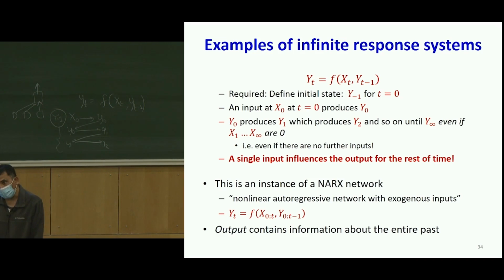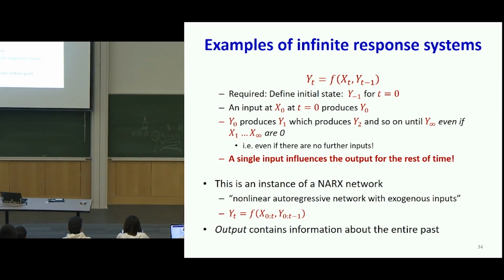But once we do so, so we have to define y. You know, it helps to look at the slide. So you have to define y of minus 1. But once you do so, something that happens at any time is going to influence the output forever. So this kind of network is what is called a NARX network, nonlinear autoregressive network with exogenous inputs. I'm not sure where that name came from, but it sounds very fancy. And where is the information about the history stored in the network?